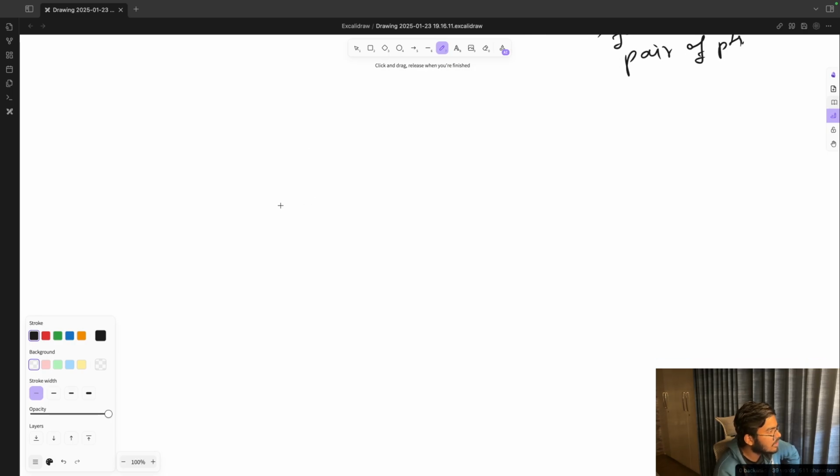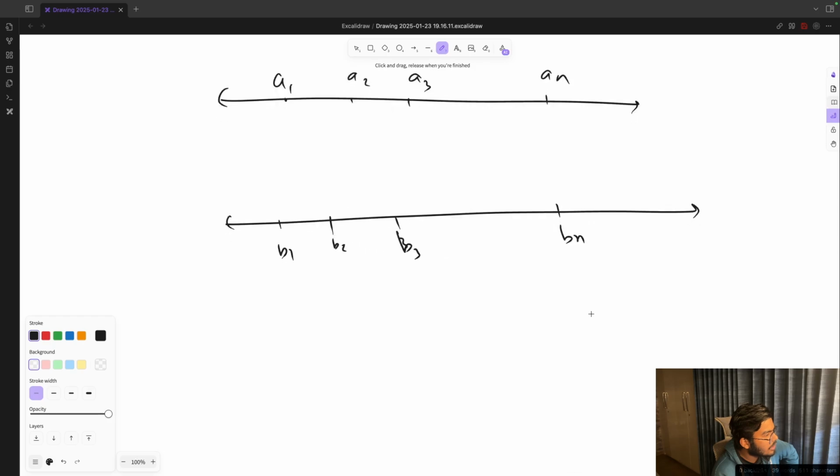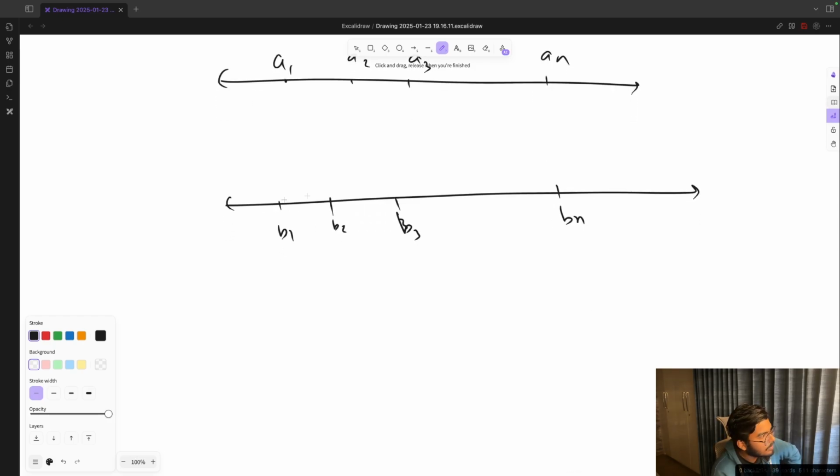Let's say the above line has integers a1, a2, a3 till, let's say, an, and the below line has a lot of integers like b1, b2, b3 till bm. Now clearly, from one of the lines, let's create a multiset on this. I was trying to create a multiset on this, and we can also create a multiset on this.